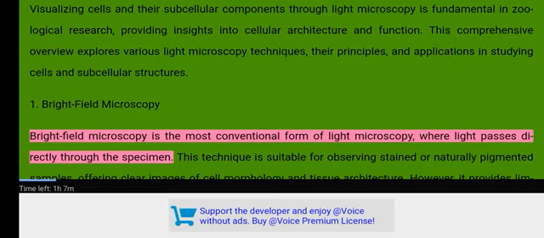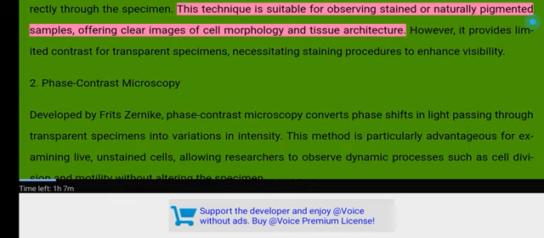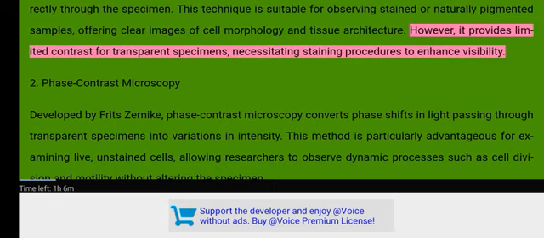Bright field microscopy is the most conventional form of light microscopy, where light passes directly through the specimen. This technique is suitable for observing stained or naturally pigmented samples, offering clear images of cell morphology and tissue architecture. However, it provides limited contrast for transparent specimens, necessitating staining procedures to enhance visibility.